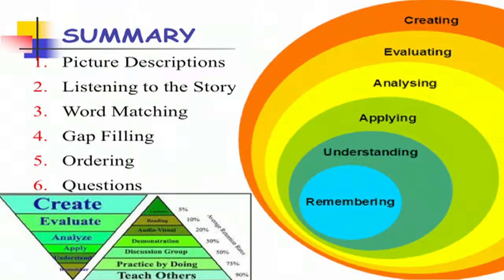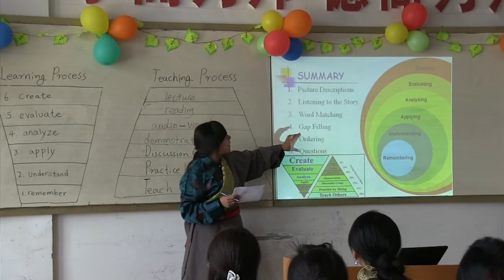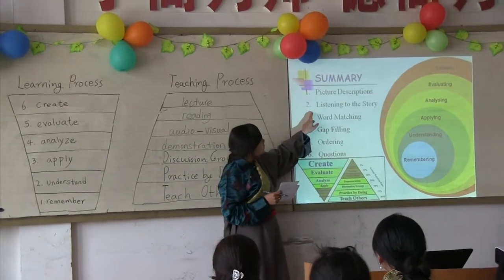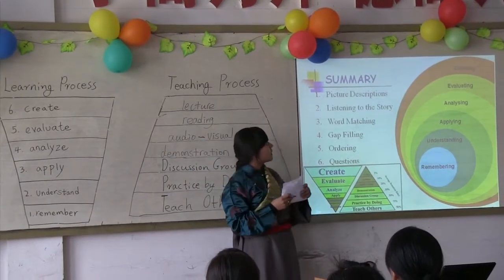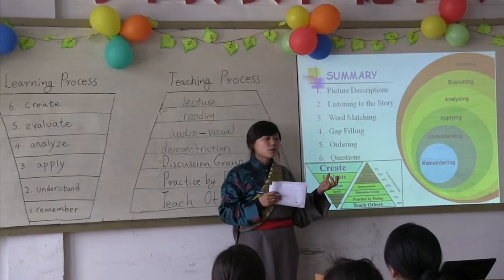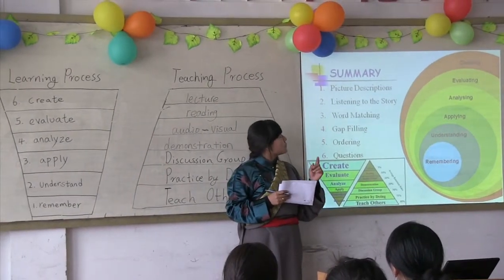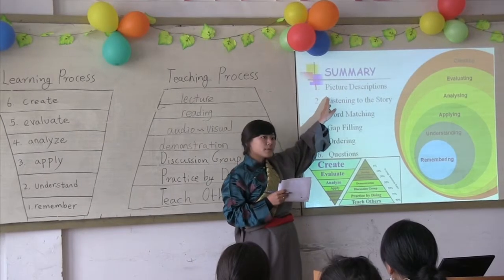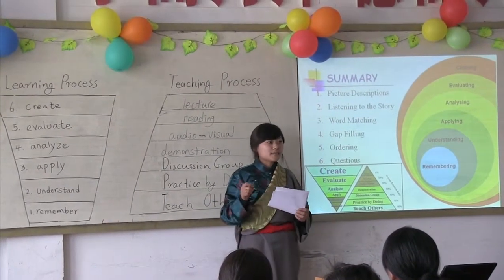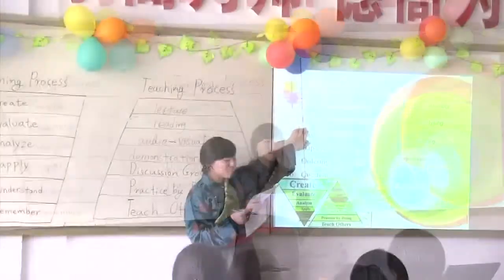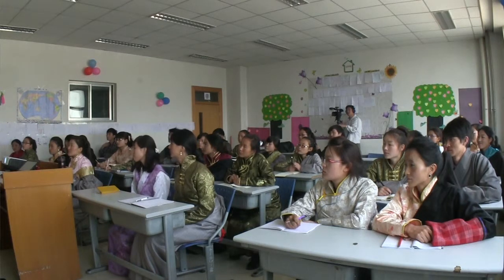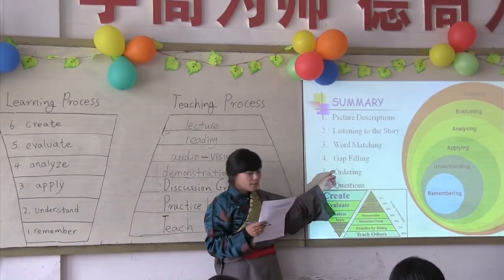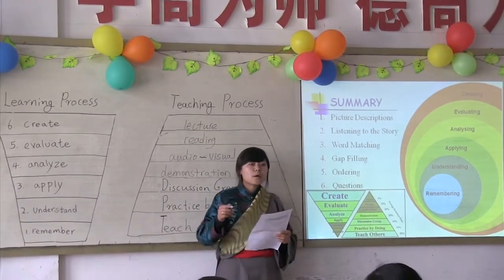Summary. Okay, who wants to explain this? First, at the beginning of the class, we did picture description. This one matches create. With the picture, we are creating stories. The most important part of the picture description is to get students interested in what the teacher is teaching. Word matching is remembering and understanding. Then getting feeling is applying.